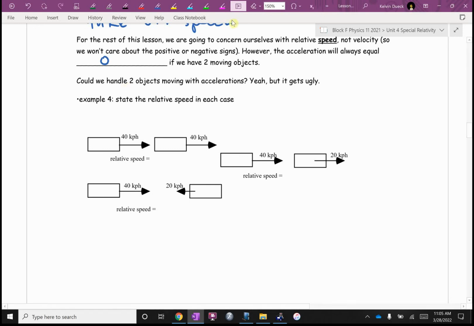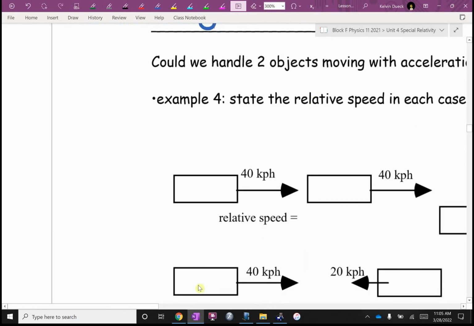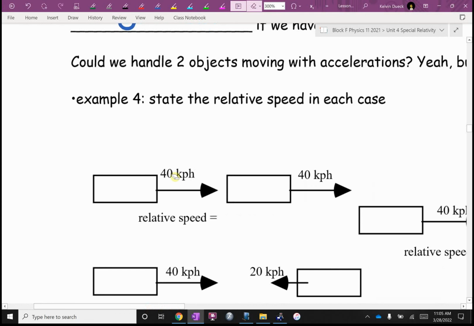So example four says, state the relative speed in each case. So here I have two trains. One is going 40 kilometers per hour to the right. The other one is going 40 kilometers per hour to the right. Relative to each other, what is the relative speed here? If they're both going at the same speed, as far as they're concerned, how fast are they traveling relative to each other? Zero.